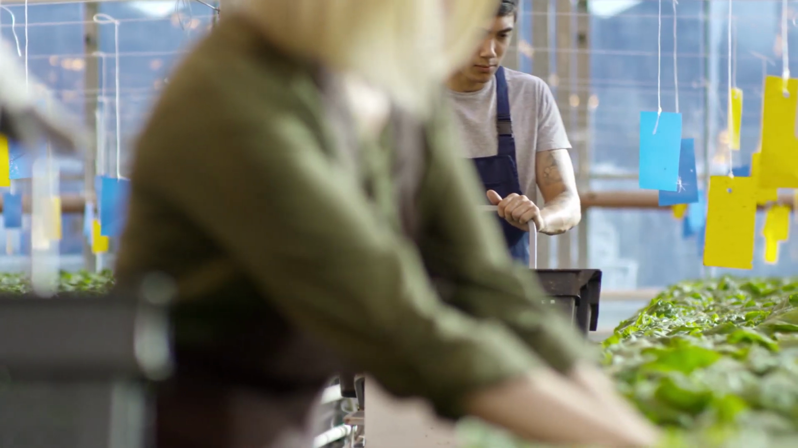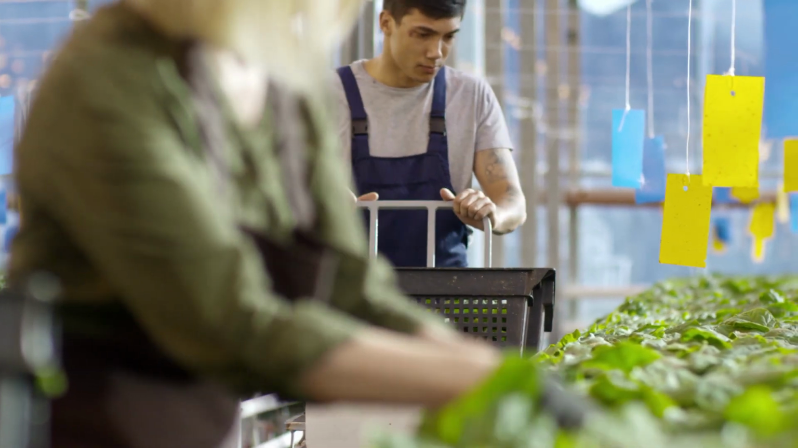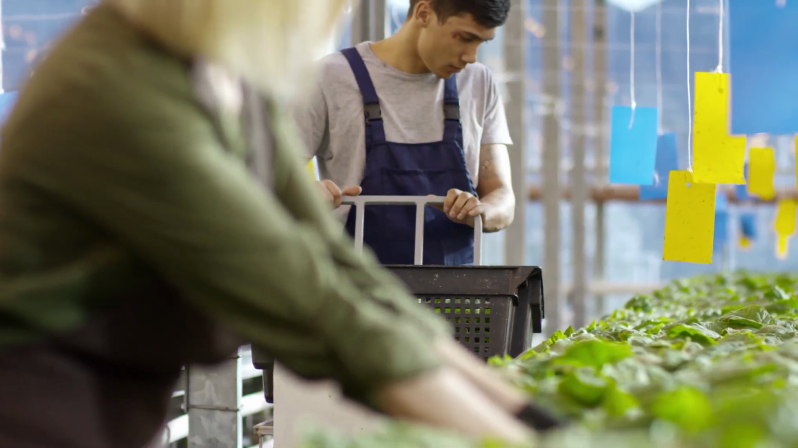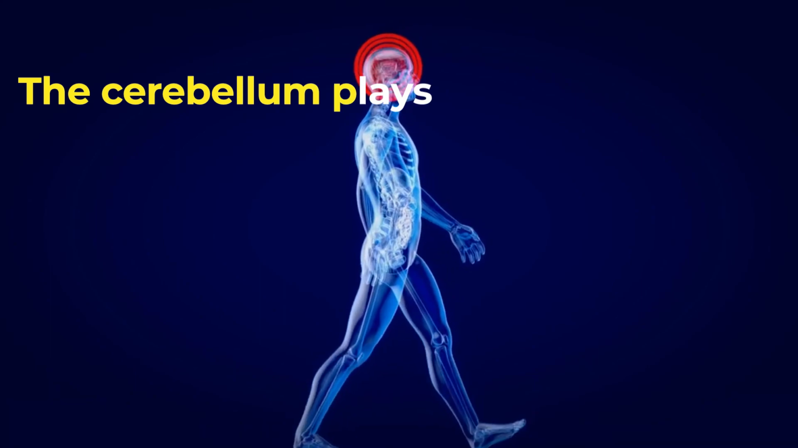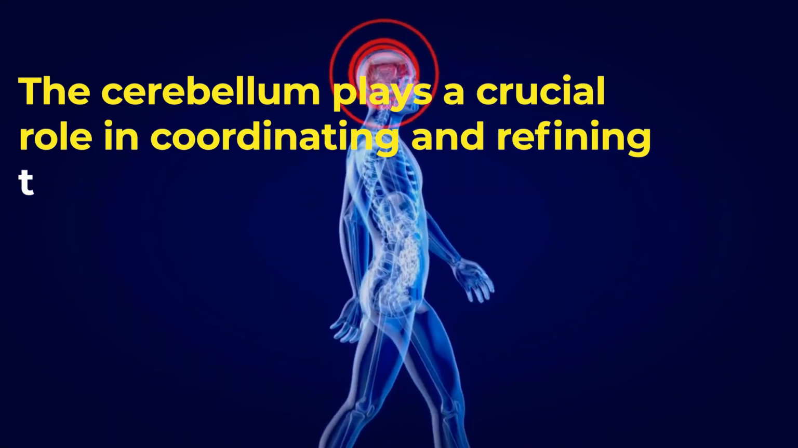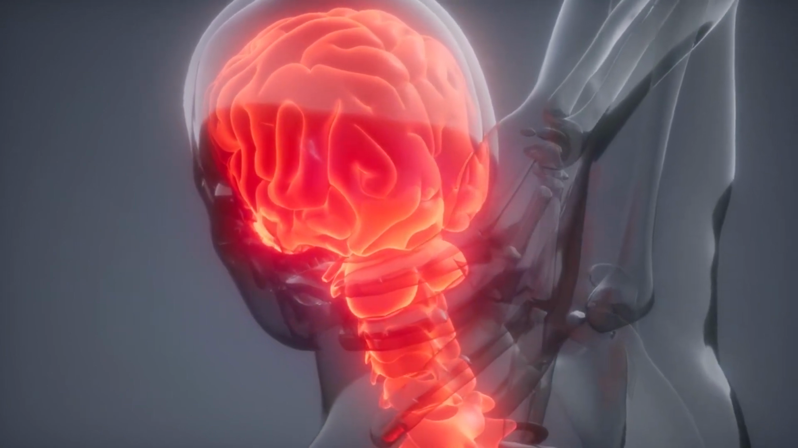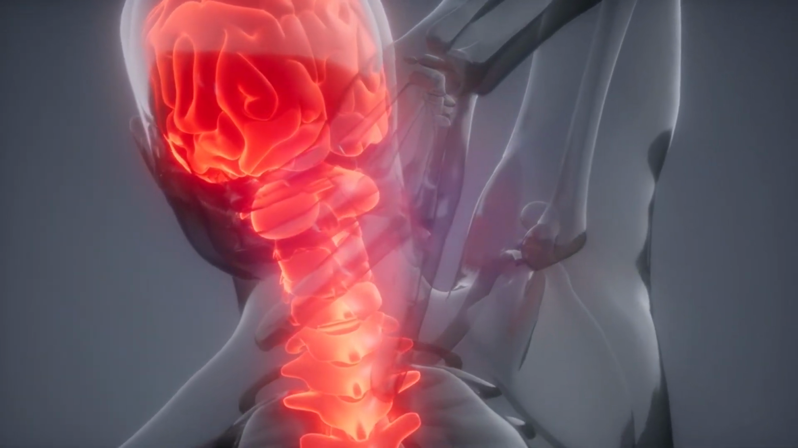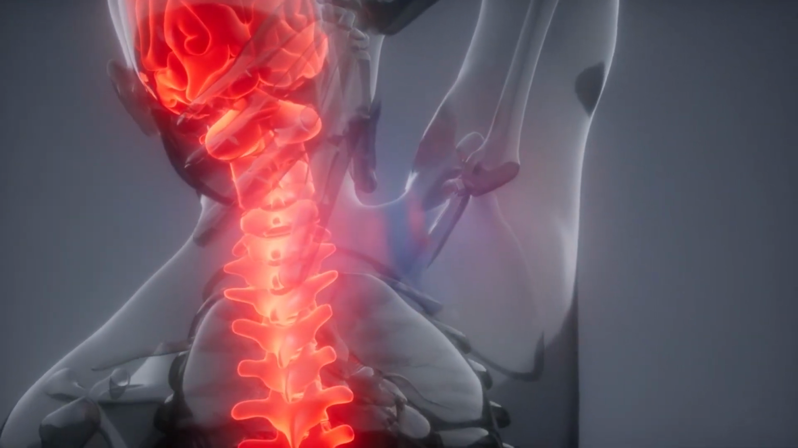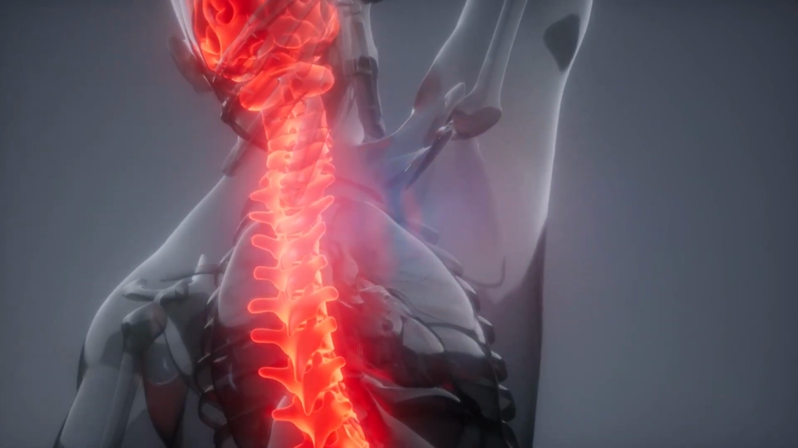This information is then transmitted to the motor cortex, which generates the motor commands necessary to control the movement of the hands and fingers. The cerebellum plays a crucial role in coordinating and refining these movements. It receives input from the visual and motor cortices and uses this information to adjust the movement of the hands and fingers based on feedback from sensory receptors in the muscles and joints.